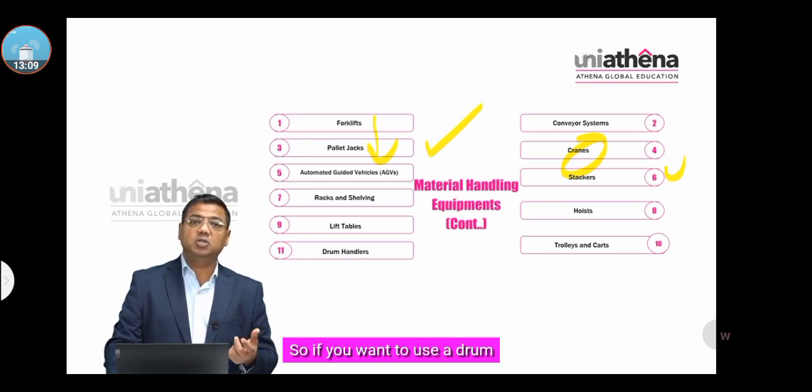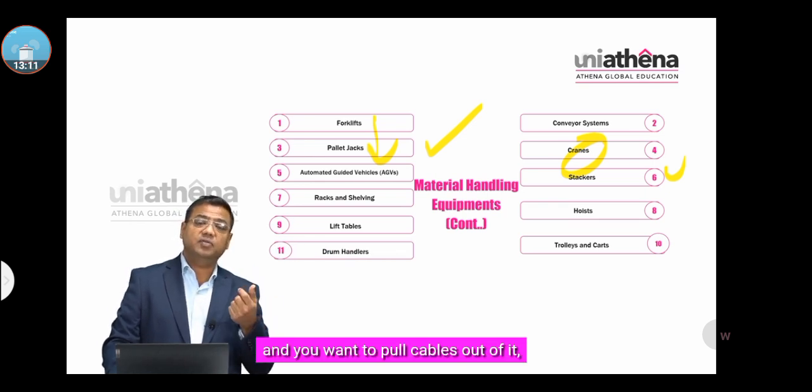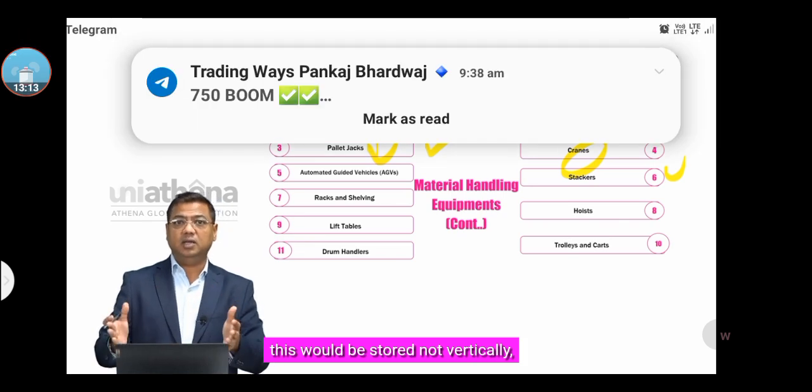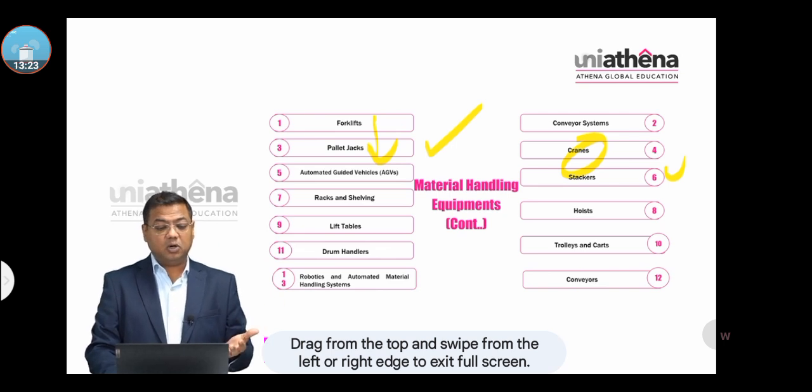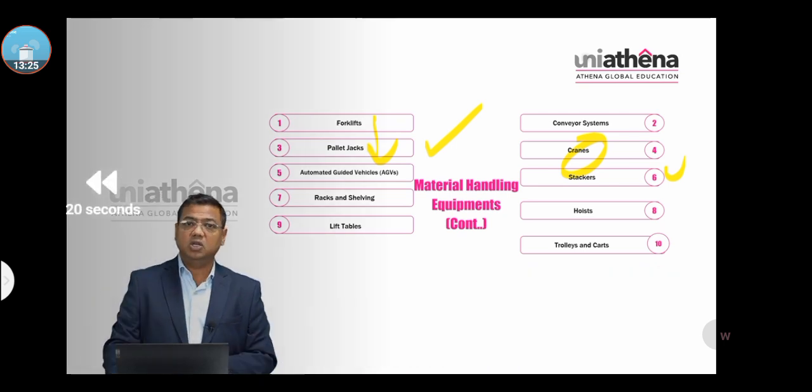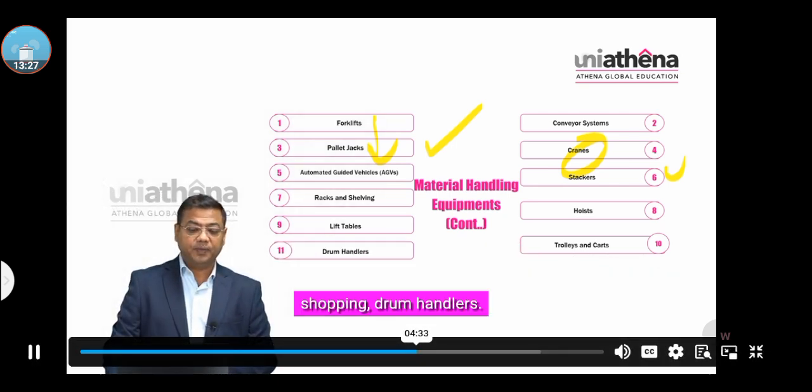Drum handlers. If you want to use a drum and pull cables out of it, it would be stored vertically, in such a way that you're able to pull the cable from the drum. So these are drum handlers. Conveyors, as we spoke about conveyor systems. Robotics and automated material handling.